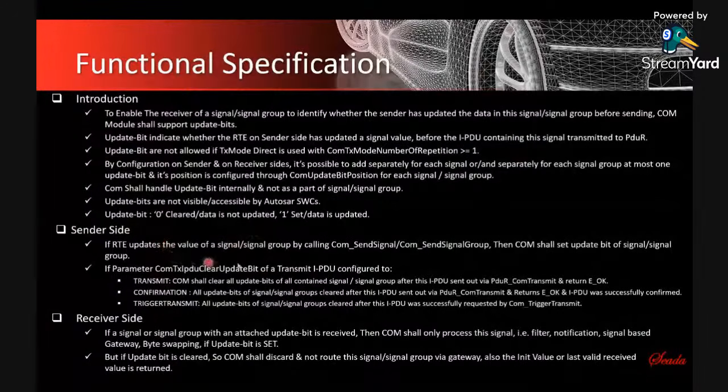At the sender side, as we see here, Com signal group shall set the update bit of the signal groups. Then we have ComTransmitIPDUClearUpdateBit of a transmit IPDU configured. You choose how to clear the update bits on transmit, so the COM shall clear it at the transmit of the PduR Com transmit when it's triggered by the COM, and you can also use confirmation, when the confirmation returns after the COM triggers the PduR Com transmit, and trigger transmit. All update bits of signal and signal group are cleared after being triggered from the COM also.